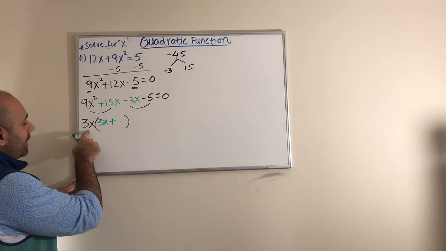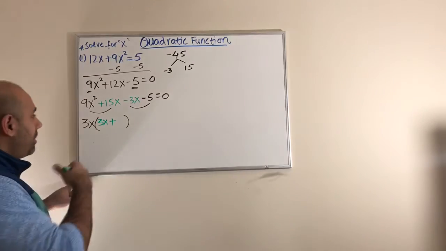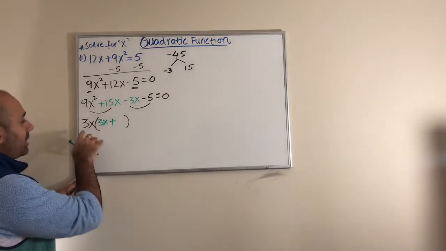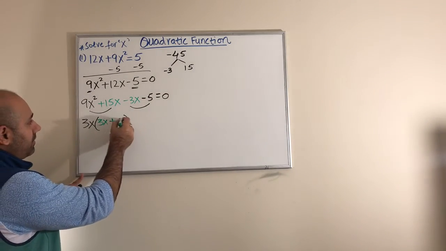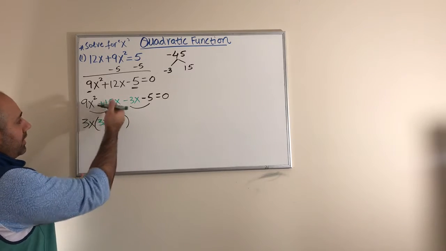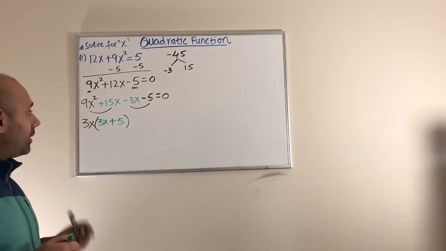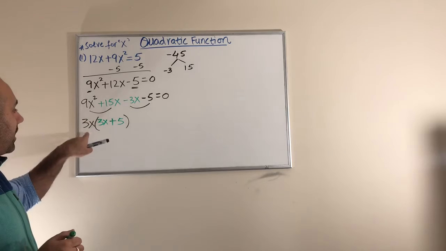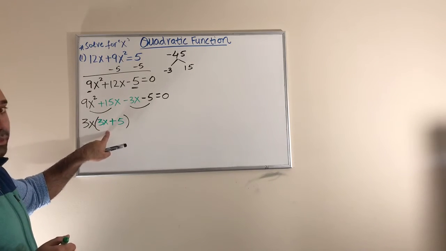Well, what should I multiply this by? This is what I'm asking myself. What should I multiply this 3x by to get 15x? So 3 times 5 is 15 and x is right there, so you don't have to do anything about that, okay? That is the greatest common factor for the first two terms, and we have this in the parentheses.